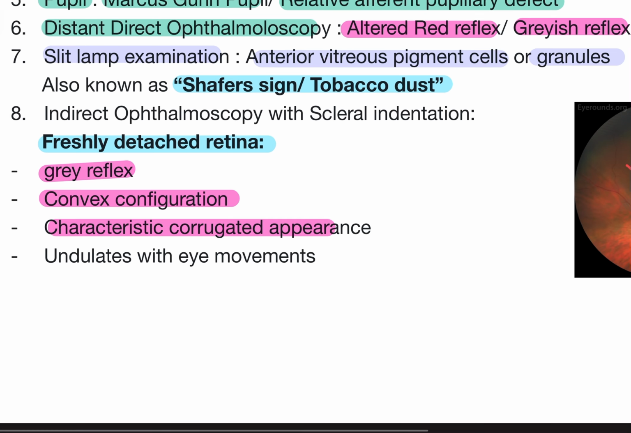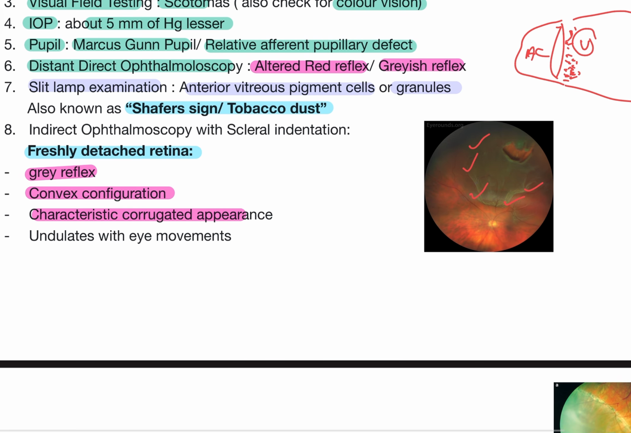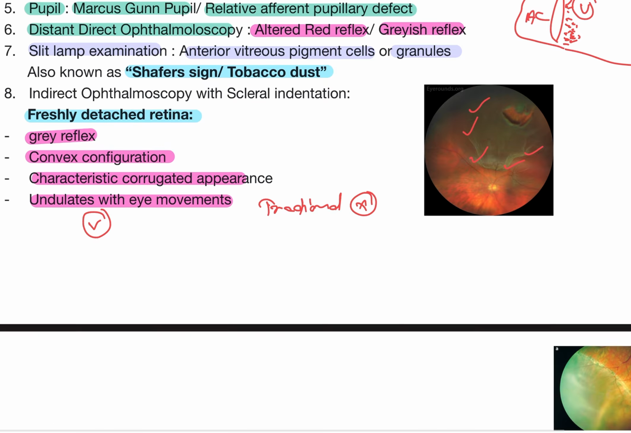Corrugations are clearly seen, right? And then it undulates with eye movements. Undulating with eye movements is the most important factor which differentiates it from tractional retinal detachment. Tractional retinal detachment does not undulate with eye movements. This one undulates, like floating in water. It moves with eye movements. That's what you can remember.